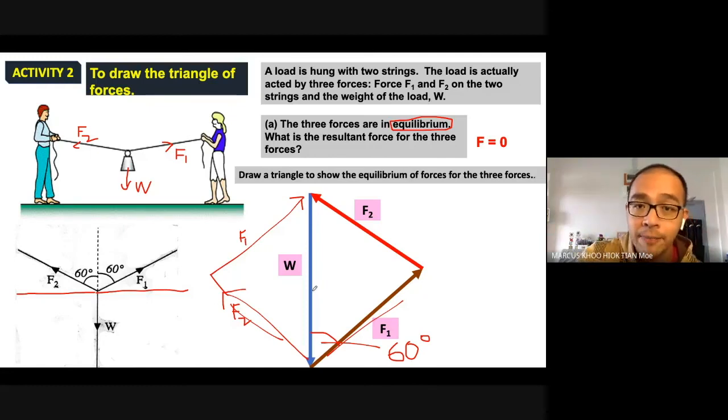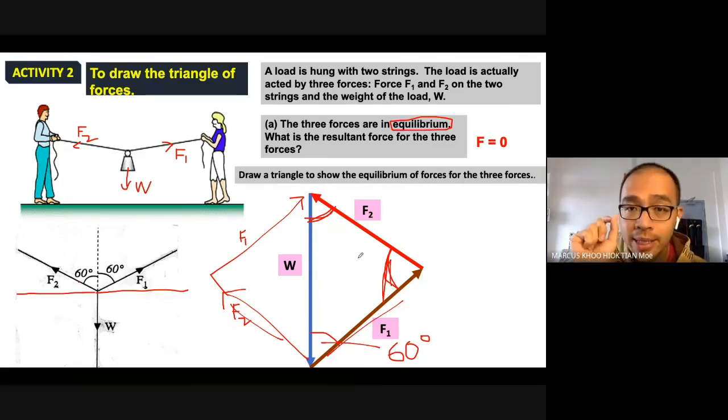So what about this angle? Actually I don't know what this angle is, but I can actually count this angle. If F2 is here, and W is here, I can actually count. Oh, I can't yet. But try to make it a point, whenever you have a triangle of equilibrium of forces, make sure you put at least one angle inside. Because once you have one angle, you can count the rest. That's the point of today's exercise.